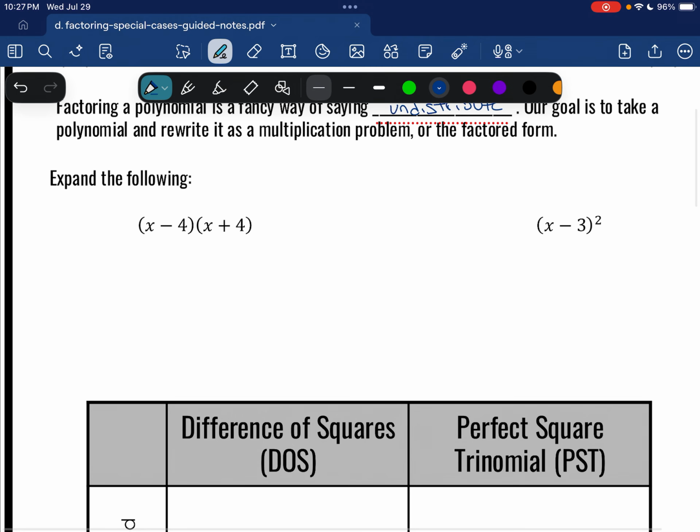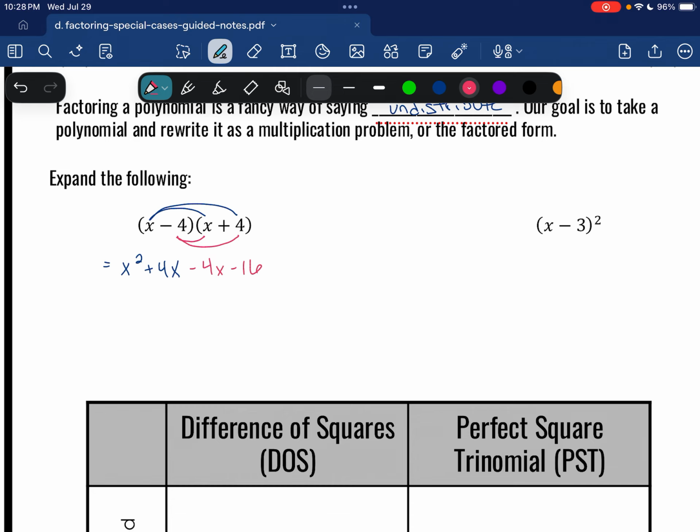So let's start by expanding. Here, I'm going to take x, multiply it by x, multiply it by 4, so x squared plus 4x. Then I'm going to distribute negative 4 into the second binomial. So I'll have negative 4x minus 16. And then notice here that these middle terms are the same. So what we've got going on here is a positive 4x and a negative 4x. Those are actually going to zero out or cancel. And we'll be left with x squared minus 16.